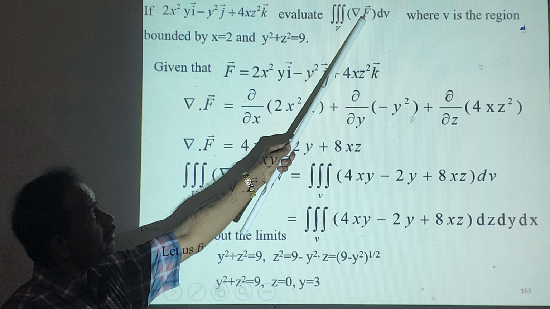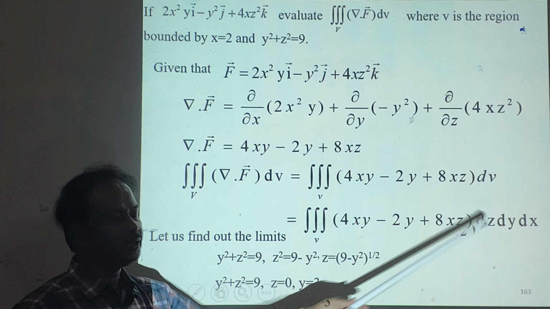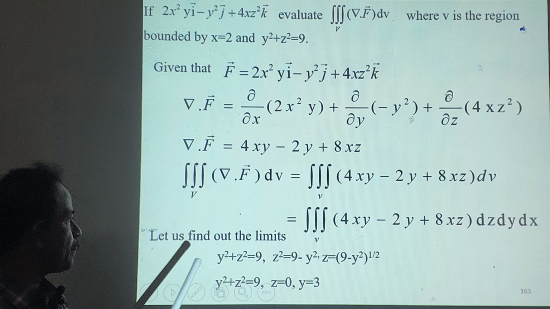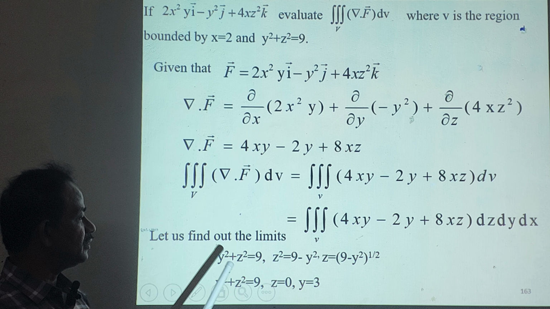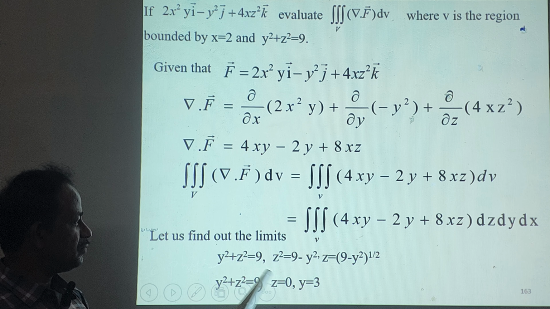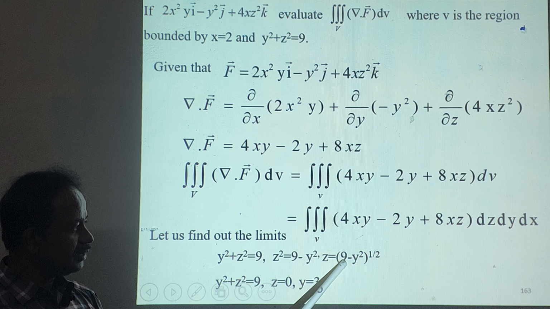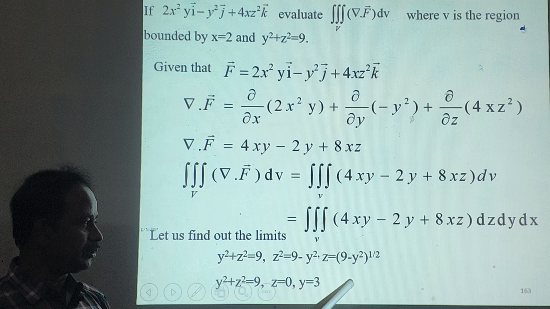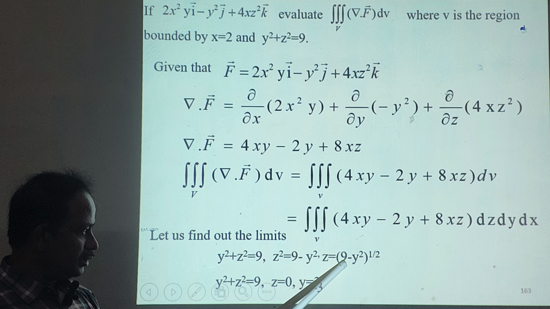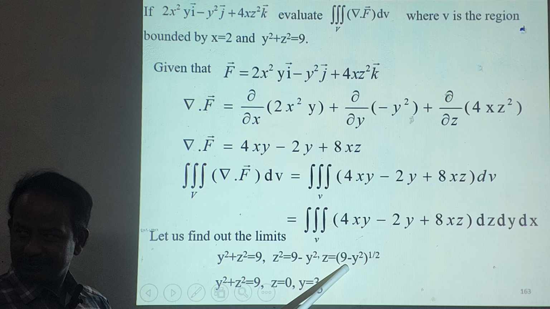So del dot f dv. dv is nothing but dx dy dz. So dz dy dx. Now let us find out the limits. It's given as x, y squared plus z squared equals 9. First you substitute z squared equal to 9 minus y squared. So z equals (9 minus y squared) to the power 1 by 2, root 9 minus y squared. Okay. So the limit for z will be 0 to root of 9 minus y squared.